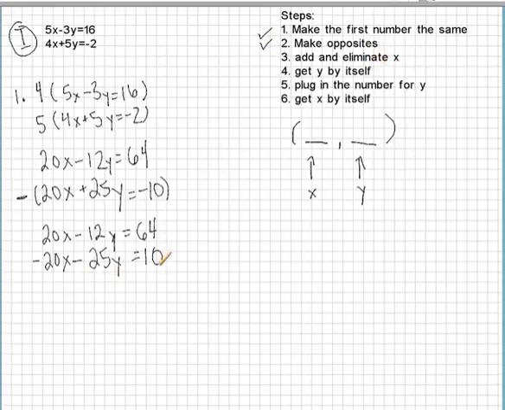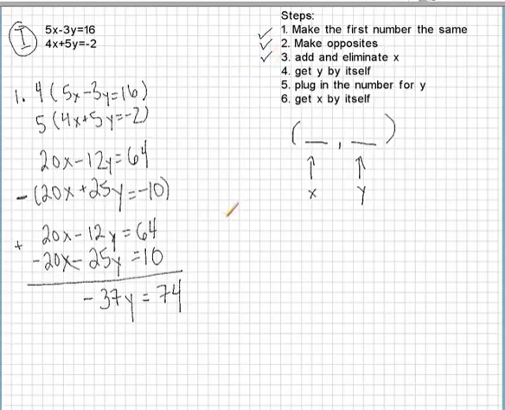Now I'm going to add and eliminate x. So I'm going to take this equation right here, treat it like any other addition problem, put a plus sign, a line on the bottom, and add like terms straight down. 20x minus 20x just is 0, which eliminates x. Then we have negative 12y minus 25y is negative 37y. 64 plus 10 is equal to 74. We are now done with step 3.